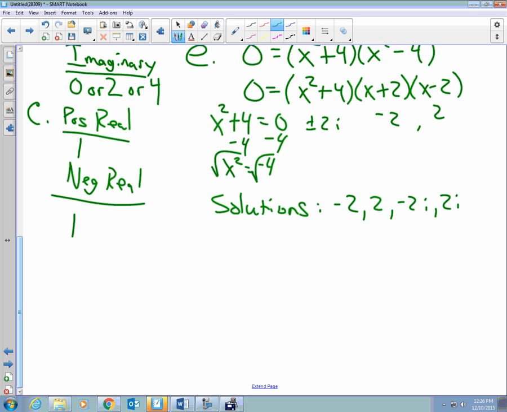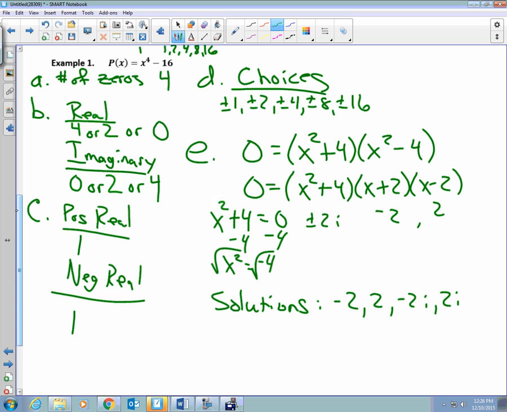Should you be surprised that you have 4 solutions? No, we knew exactly that we'd have 4 solutions. Should we be surprised that we have 2 imaginary? No, that's exactly what we said we would come up with. And notice your reals, 1 is positive and 1 is negative. So you can see that you come up with this situation exactly. The 2 reals are right there, and we have the 2 imaginary numbers.